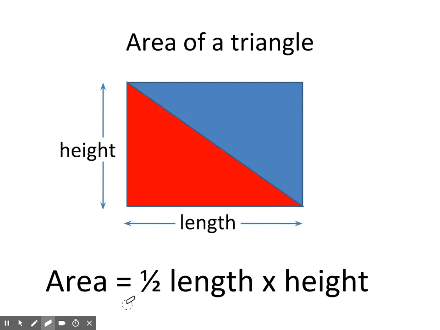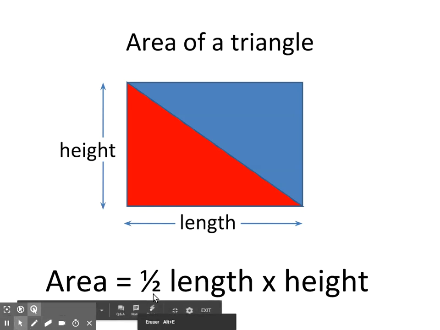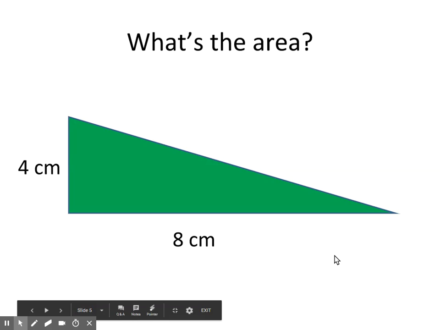So you're going to see a variety of different ways that this may be written. It may be written as 1/2 the length times the height. It may also be written length times the height divided by 2. You may also see it written base times height divided by 2. So let's look at some examples.